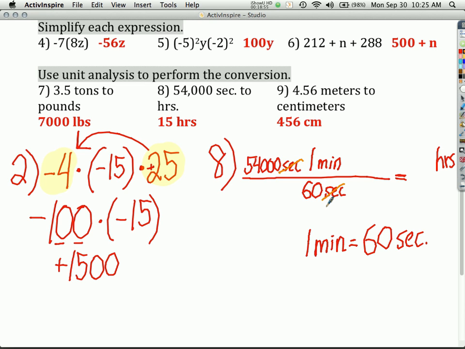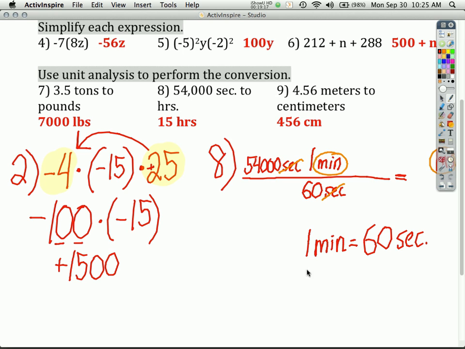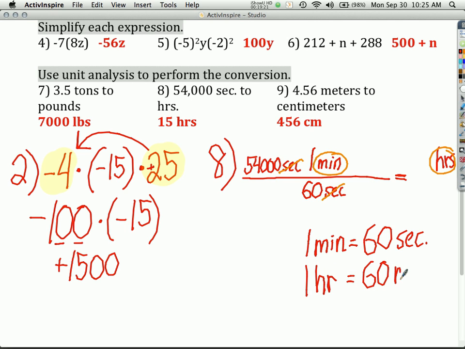So now we could do this, but then we're going to end up with minutes. I don't want minutes. I want hours. So now I have to get from minutes to hours, and China did tell us already, but I would like someone else to tell me, what was the conversion that goes from minutes to hours? Alex? 1 hour equals 60 minutes. Okay. So we've got the conversion factor 1 hour equals 60 minutes.